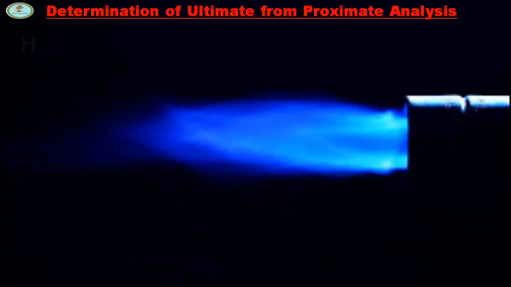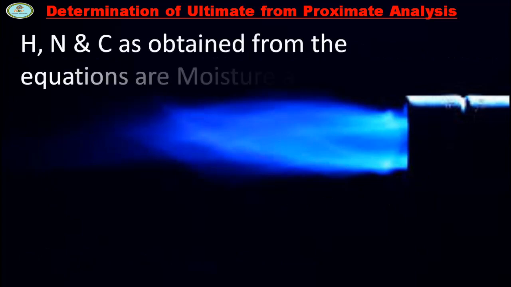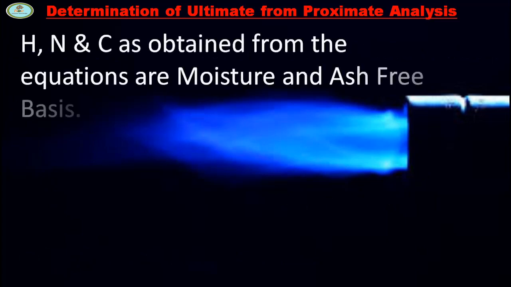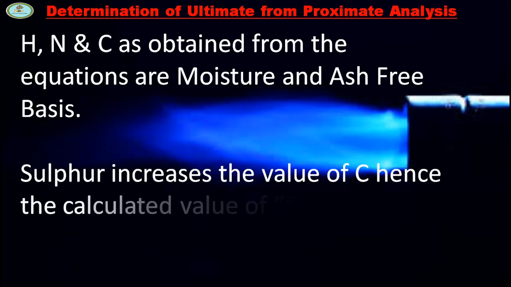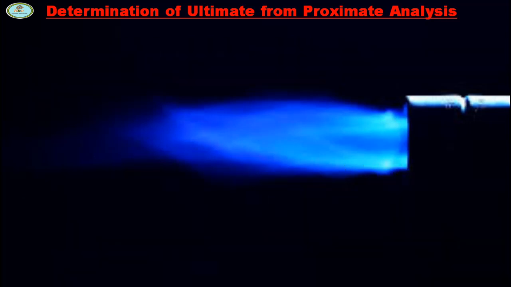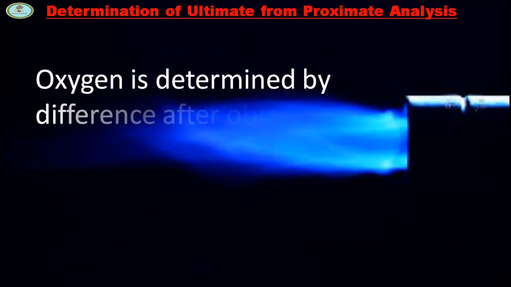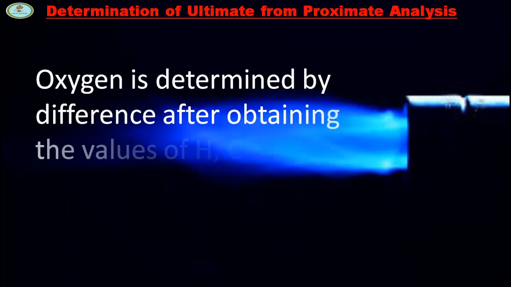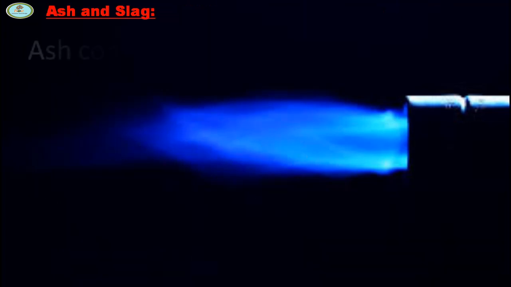H, N and C as obtained from the equations are on moisture and ash free basis. Sulfur increases the value of carbon, hence the calculated value of C is too high. The sulfur content of the coal is determined practically. Oxygen is determined by difference after obtaining the values of H, C, S, moisture and nitrogen.